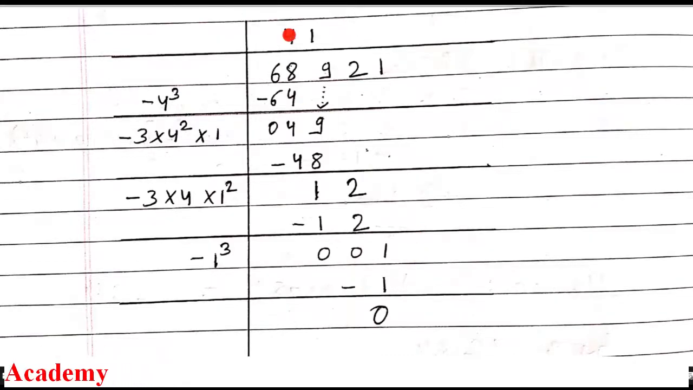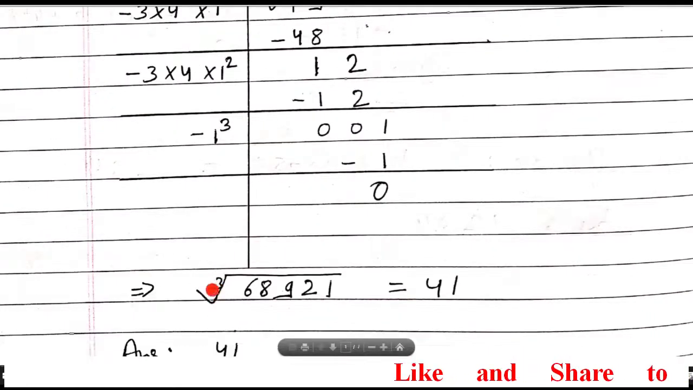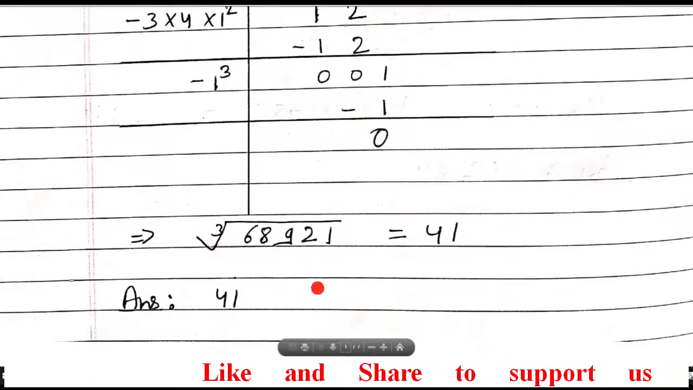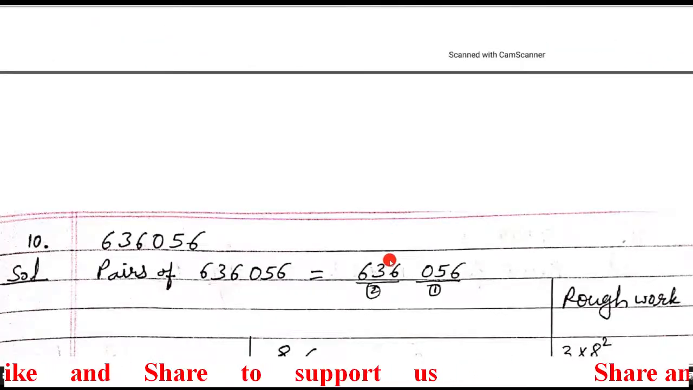So what numbers did we obtain here? 4 and 1, that is 41. So 41 is the cube root of this number. Hence the answer: how to read it? Cube root of 68,921 is 41. So this question is completed. Now we move to question number 10.